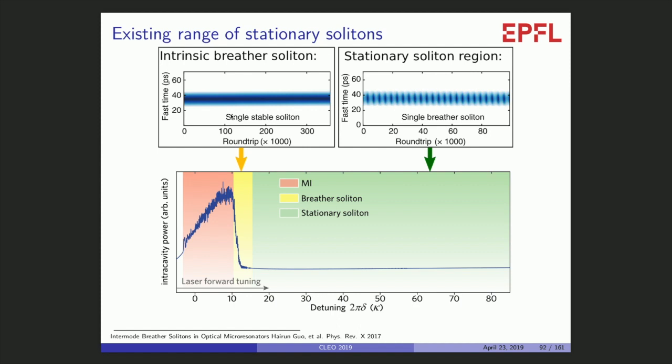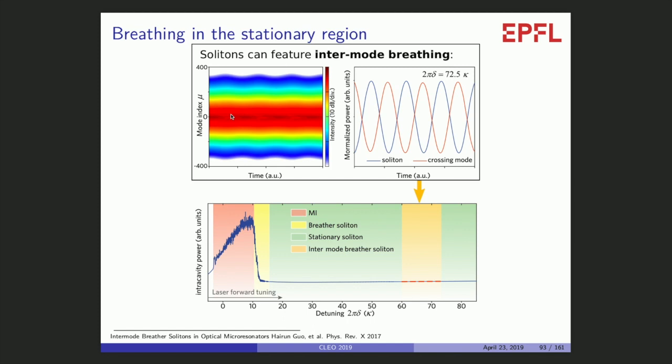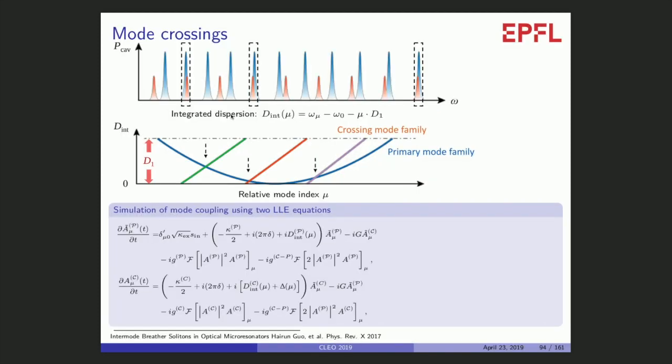You normally have the MI breather regime and the stable soliton in the green here, but you can also have soliton breathing even in a stable soliton regime. And that's something that has become quite clear over recent years. What can happen is that when you tune the laser through the soliton existence range, you can have a region where the optical comb lines up with other mode families that are not part of the original comb structure. And if you have a little bit of coupling to higher order mode families, those can also trigger soliton breathing behavior. And that's been observed in experiments.